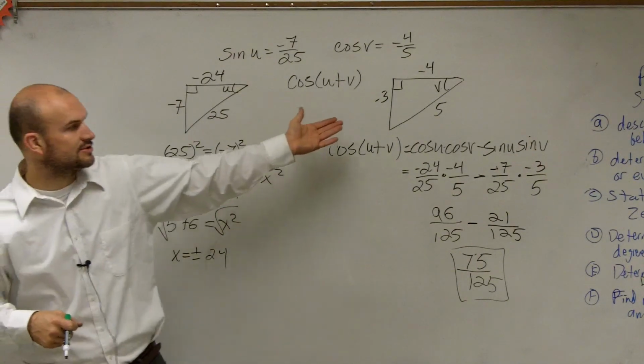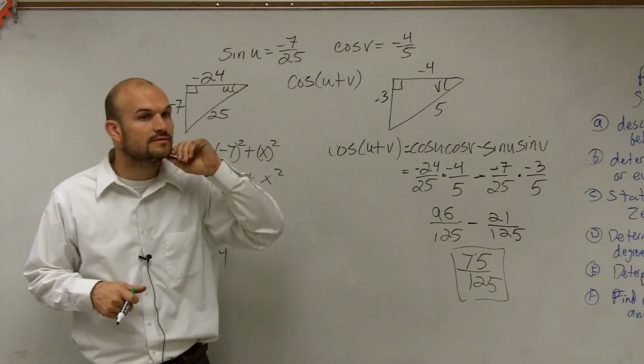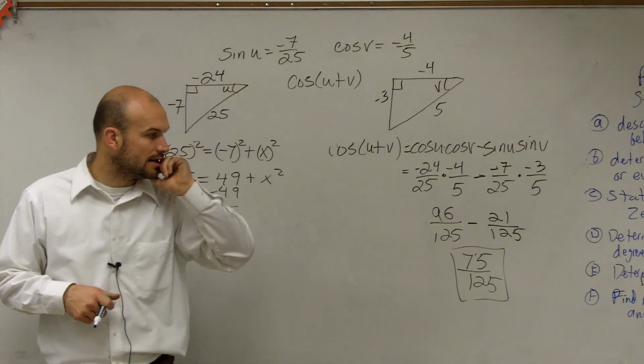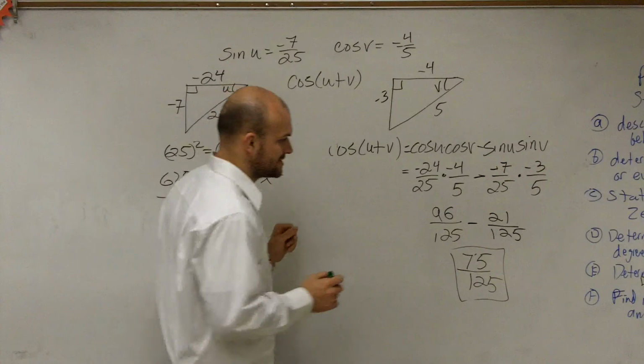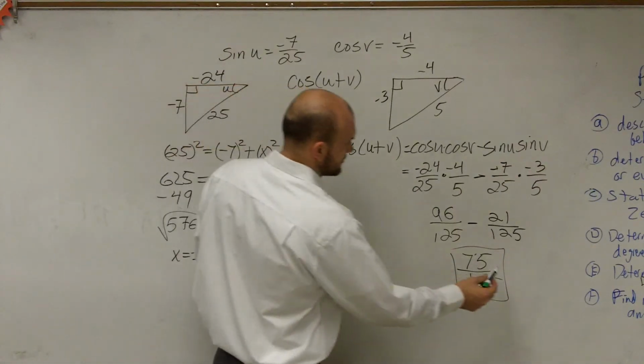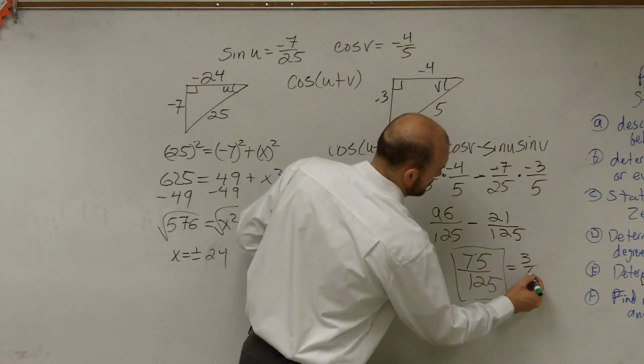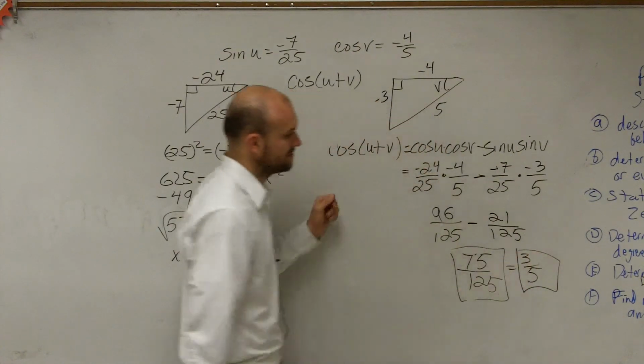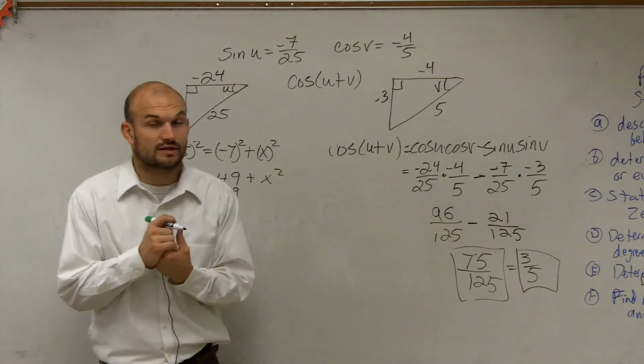Because remember, we used our triangles to divide it. Yes, we're definitely going to have to reduce that. Thank you. So we know that 25 goes into the top and the bottom, right? So it's going to be 3/5. Yes, you're always going to want to make sure you reduce.